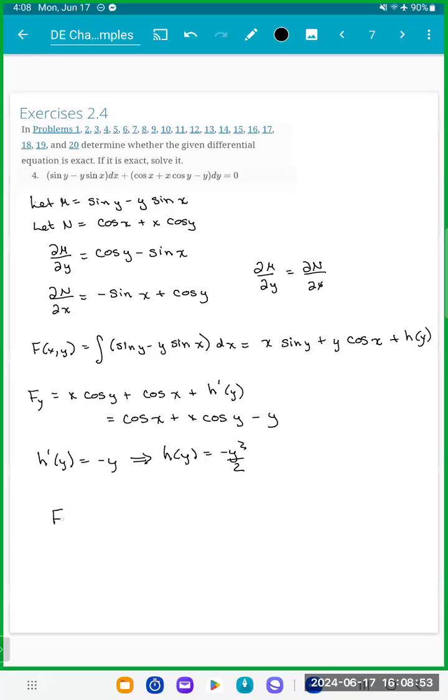Therefore, we can conclude that f of x,y equals c, which is x sine of y plus y cosine of x minus y squared over 2 is equal to our c.